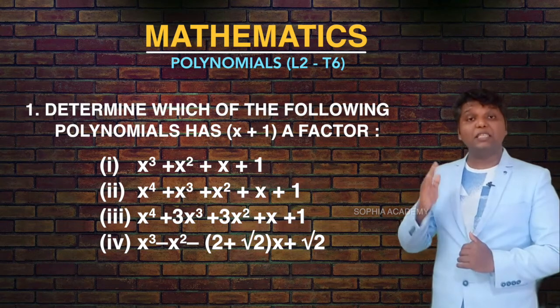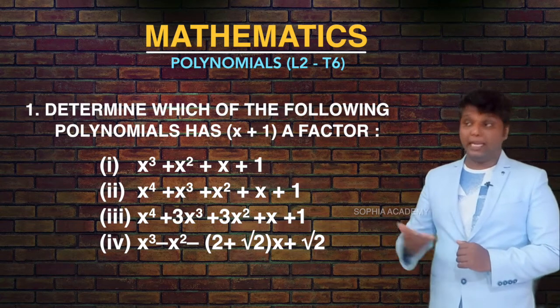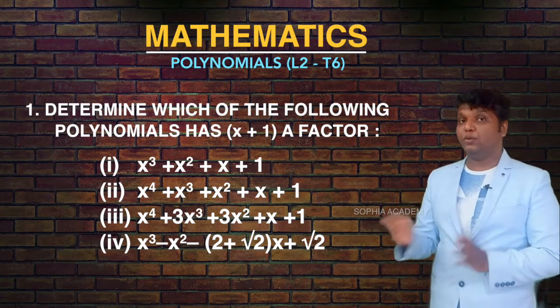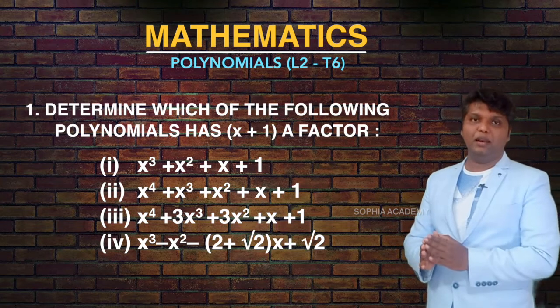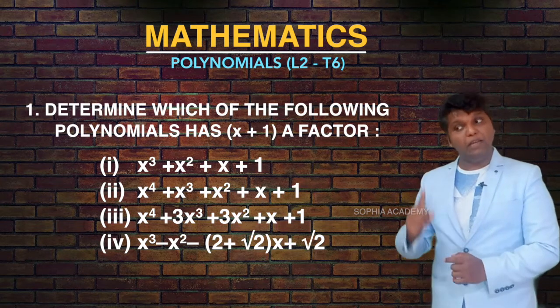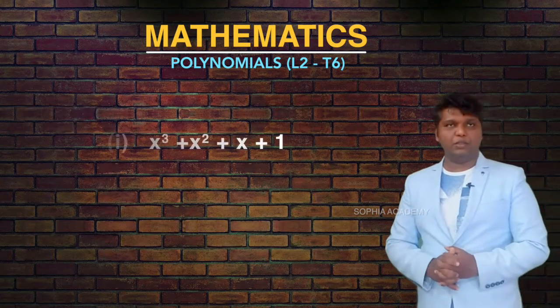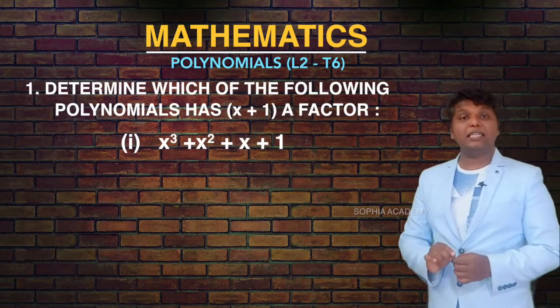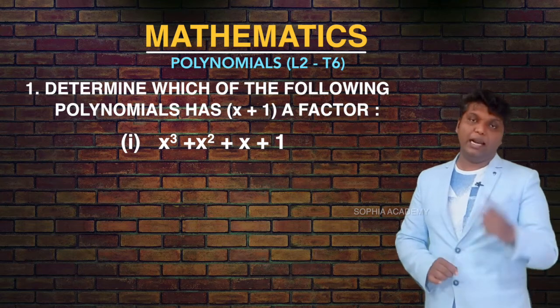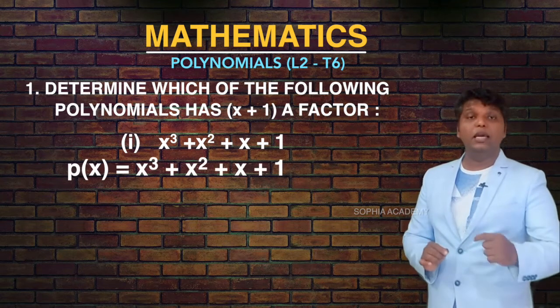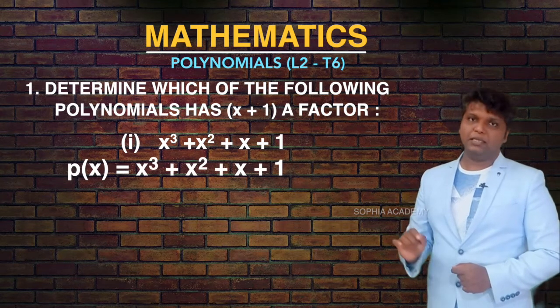That means x plus 1 is equal to 0. X plus 1 is equal to 0 means x is equal to minus 1. That's why I say p of minus 1. We will check p of minus 1. And if p of minus 1 is 0, then we will say it is a factor. So let us check. First question. X cube plus x square plus x plus 1. That is a polynomial. So p of x is equal to x cube plus x square plus x plus 1.